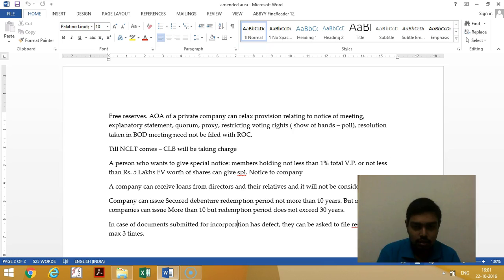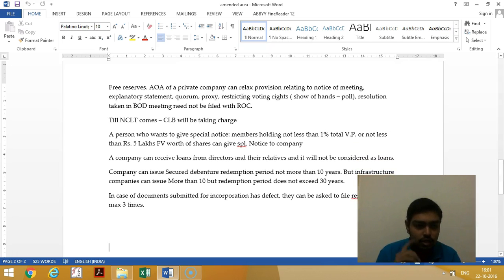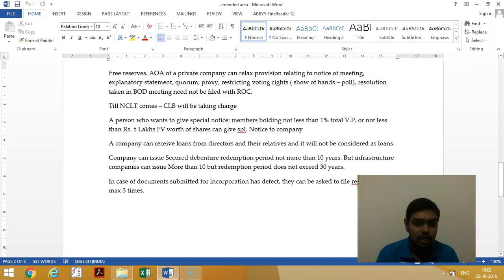Next amendment is NCLT till it comes. For example, for the November session exam, NCLT is not yet applicable, so you have to write CLB, that is Company Law Board, which will take charge. So wherever the word tribunal is there, you have to write CLB.